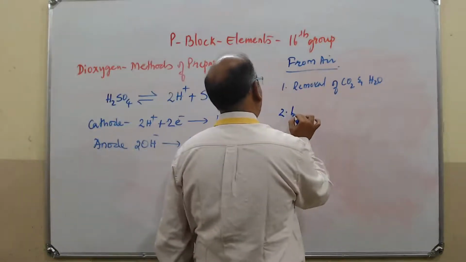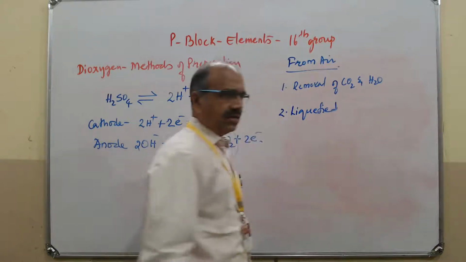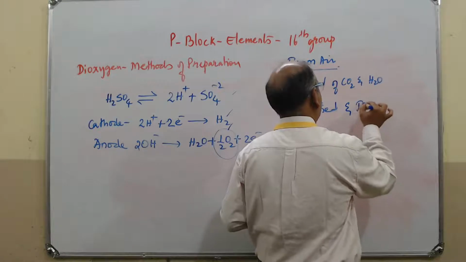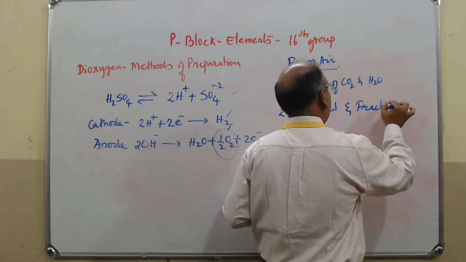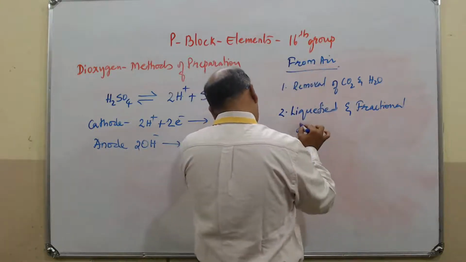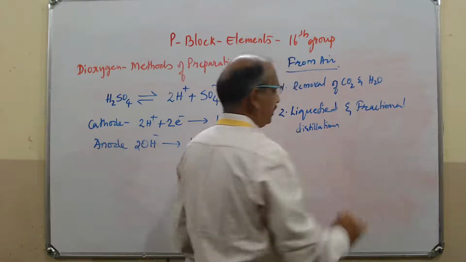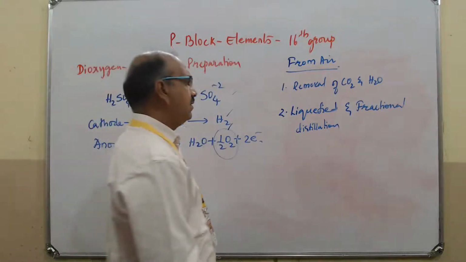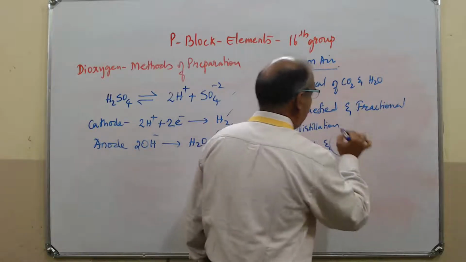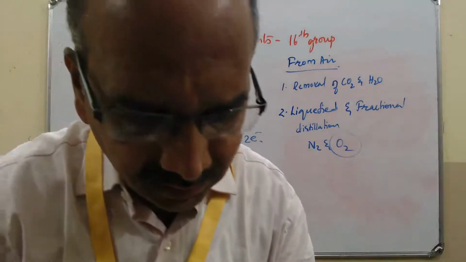So then the remaining gas will be liquefied. After liquefying, fractionation is done. Fractionation is also called fractional distillation. Fractional distillation gives dinitrogen, N2, as well as oxygen. Our need is the oxygen, the 21% oxygen that we obtain.